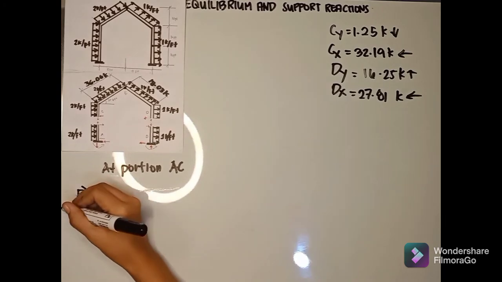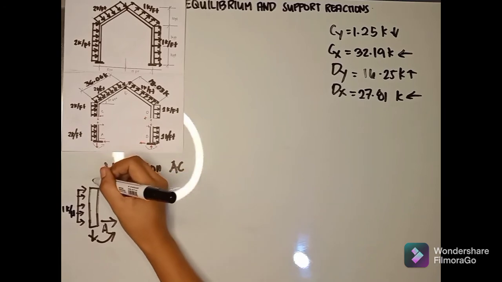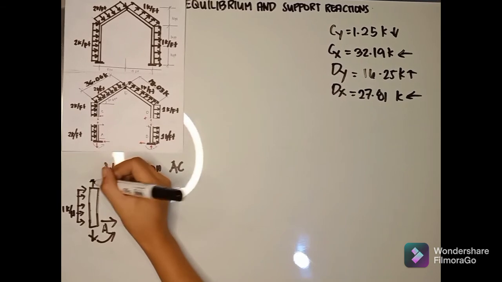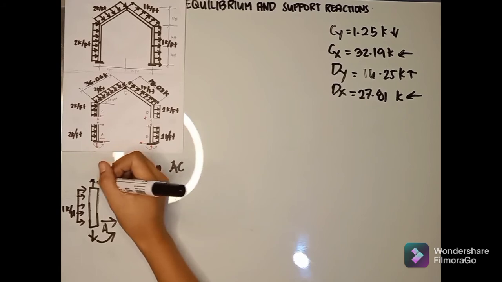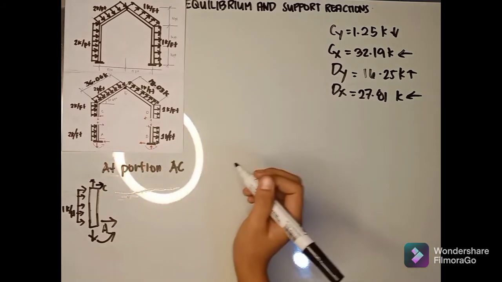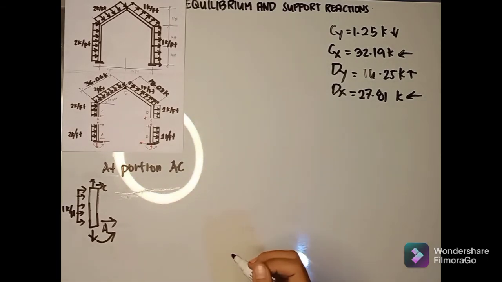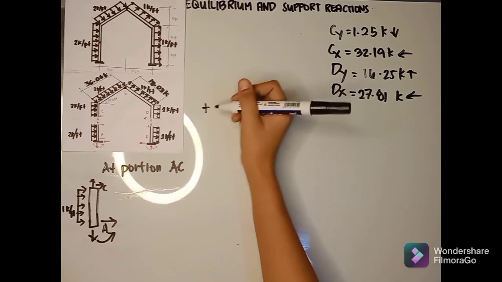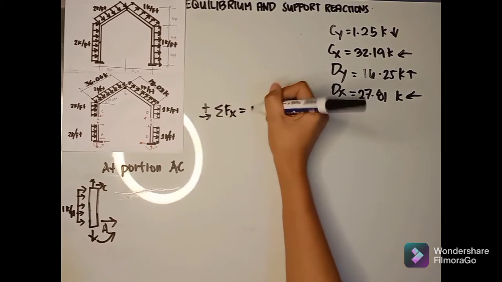This is the distributed load, 1 kips per feet, and the opposite of CY and CX. CY is downward, so our CY here is upwards, then CX to the right. Okay. So, to the right is positive. Summation of forces horizontal is equals to 0.